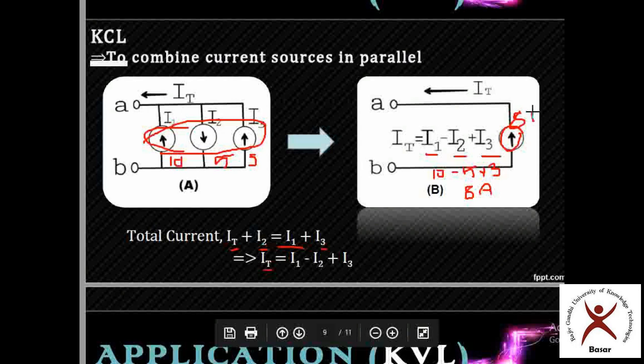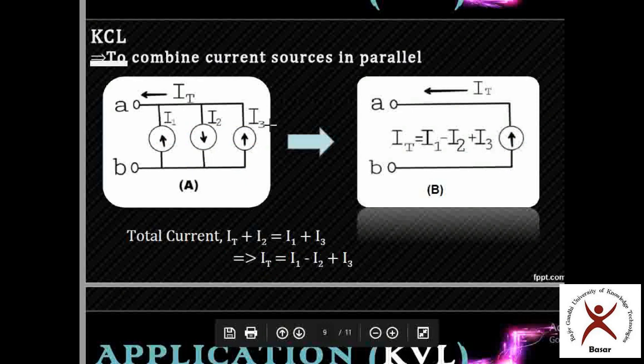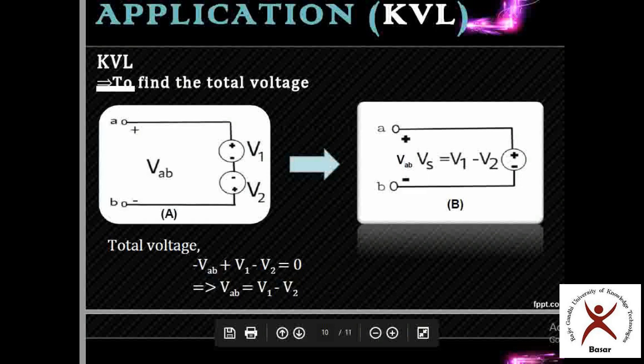So this is one application of KCL. I hope you understand. The parallel connected current sources can be replaced with one current source having the value of the equivalent current. This is one application of KCL. So in KCL, we have replaced parallel connected current sources.